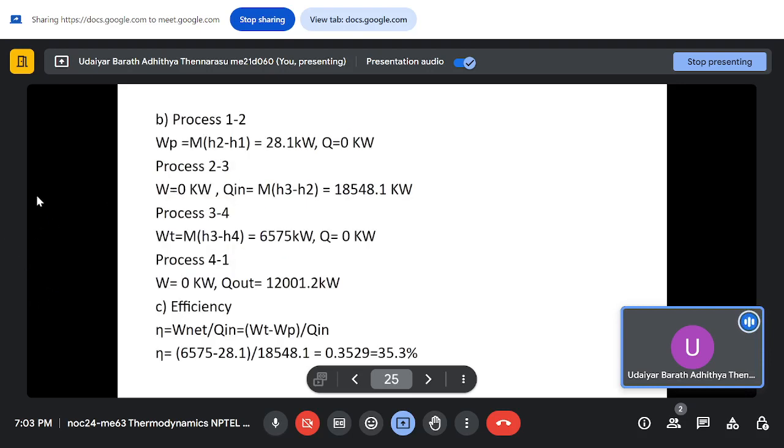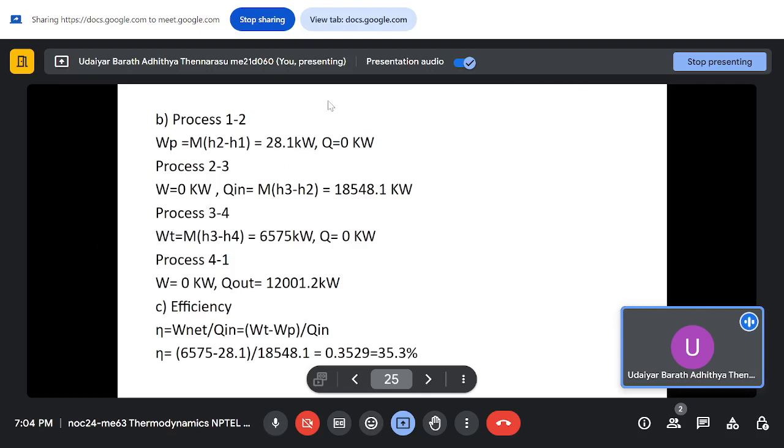Now we can find the work done and heat transfer across each process. So 1 to 2 is your compression process, where the work done is mass into change in enthalpy, so 28.1 kilowatt, and there is no heat addition, so Q is 0. Process 2 to 3 is your heat addition, so there your work done is 0, and the heat addition is mass into H3 minus H2, which is 1858.1 kilowatt.